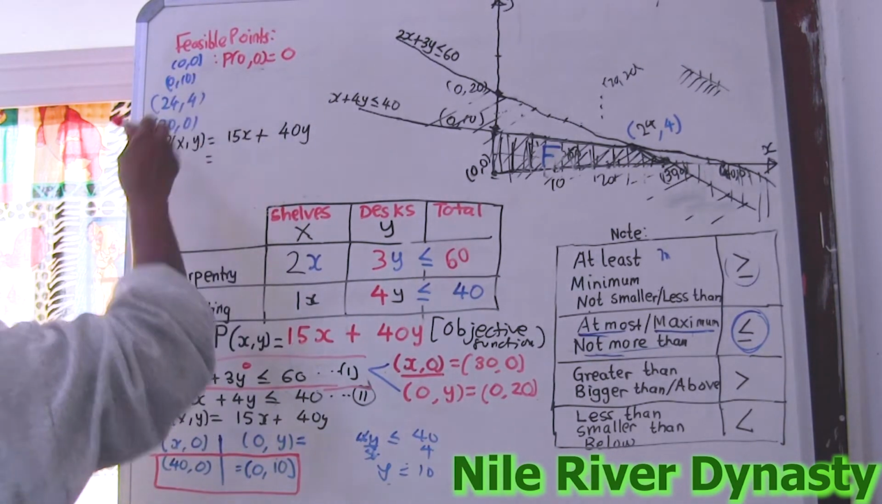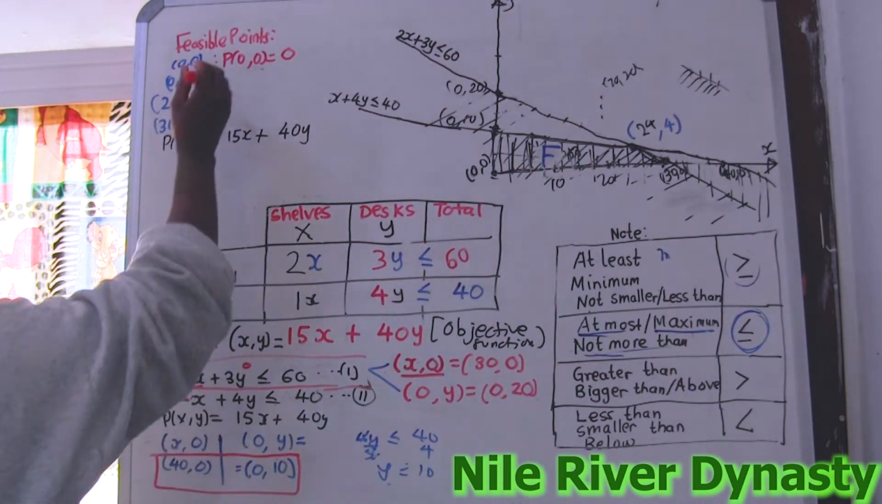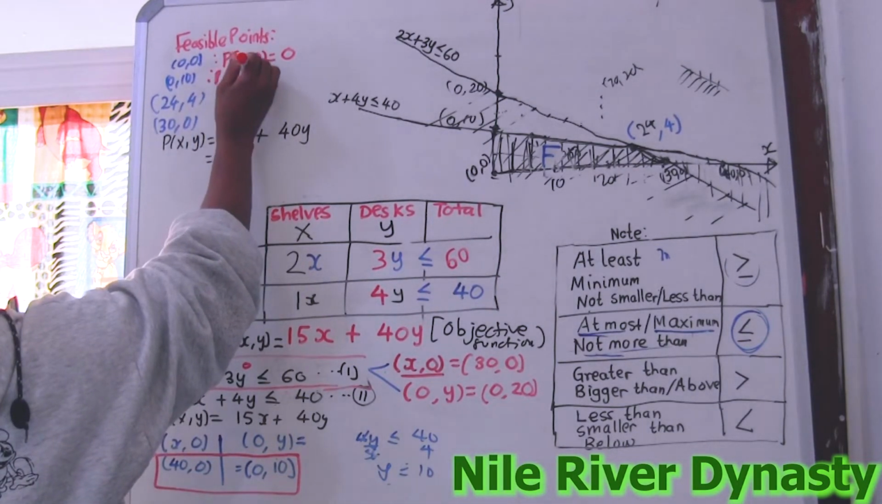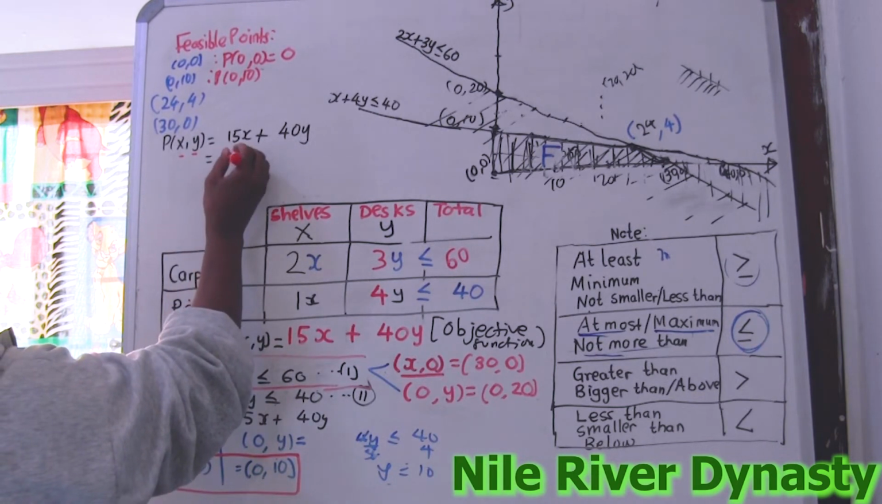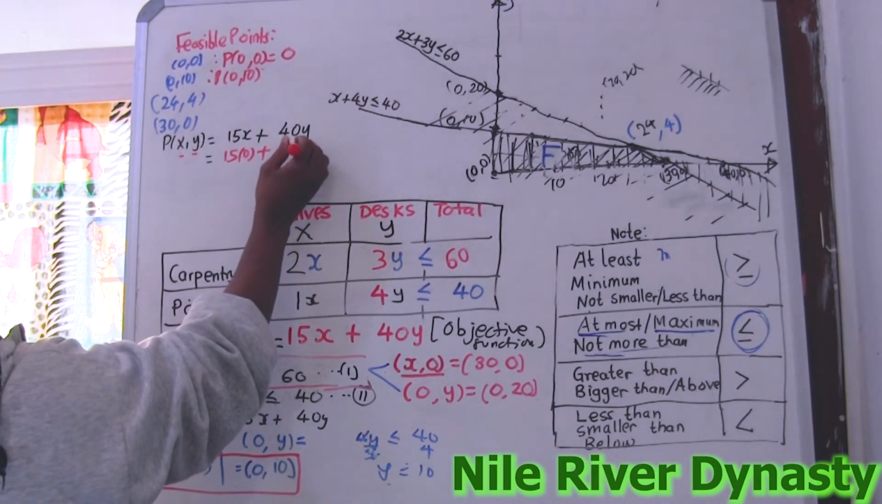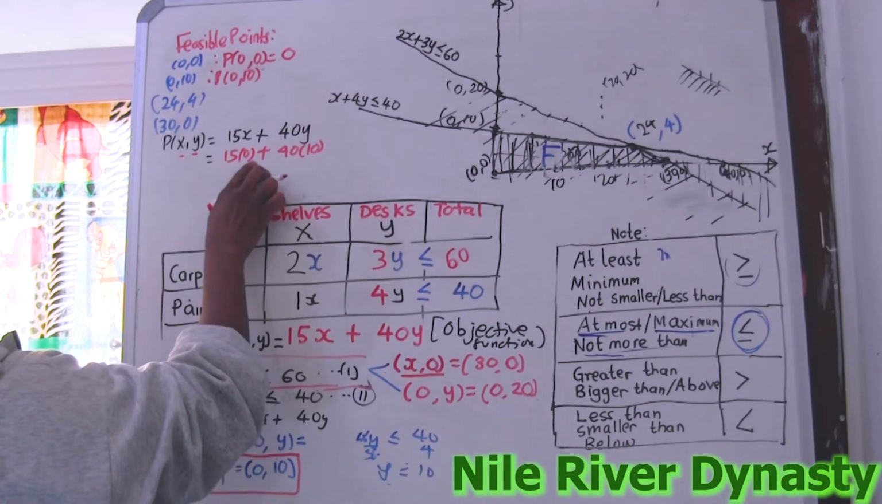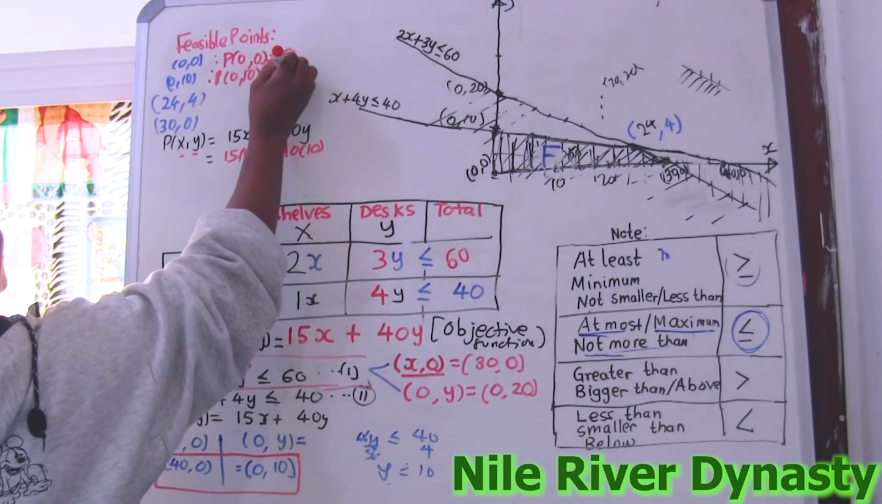Now we go for 0 and 10. 0 and 10 means this is going to be our profit of (0, 10). Here x is 0 and y is 10, so we must show 15 times 0 plus 40 times 10. And this is going to be 0 plus 400. So this is going to give us 400.